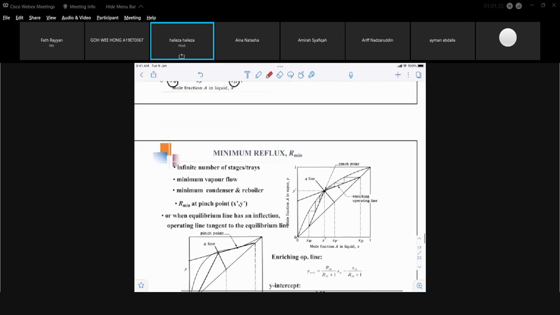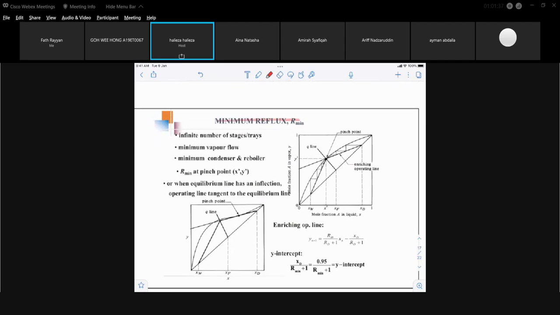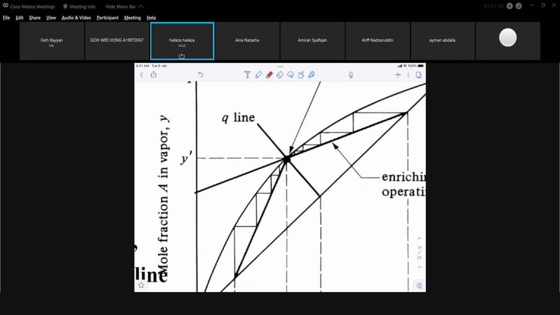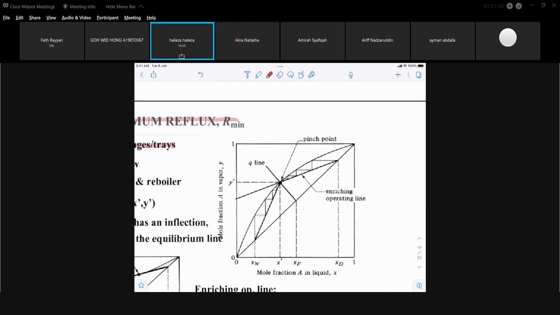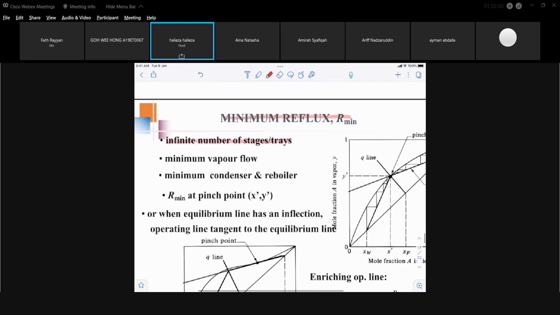And when the reflux ratio is minimum, that happens when you have an infinite number of stages. That means the number of stages is going to be infinity. Why? Because you look at this diagram, you proceed to draw your horizontal and vertical lines, stepping off until infinity. You will never be able to stop. That is when you have an infinite number of stages, when your reflux ratio is minimum.